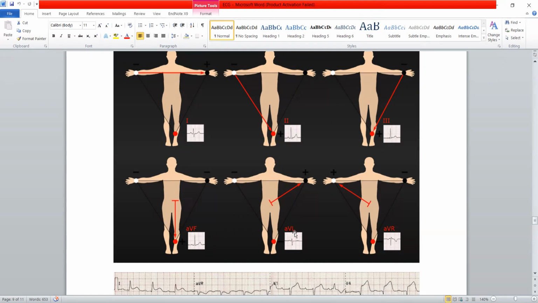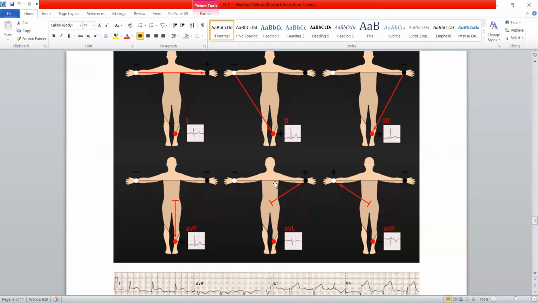Now AVL and AVR, very simple. Now it's the turn of the arms. AVL means augmented vector left, which has its positive terminal on the L, or left arm. Remember the name and you will remember where it has its positive terminal. So AVL is also looking at the heart from a lateral surface.